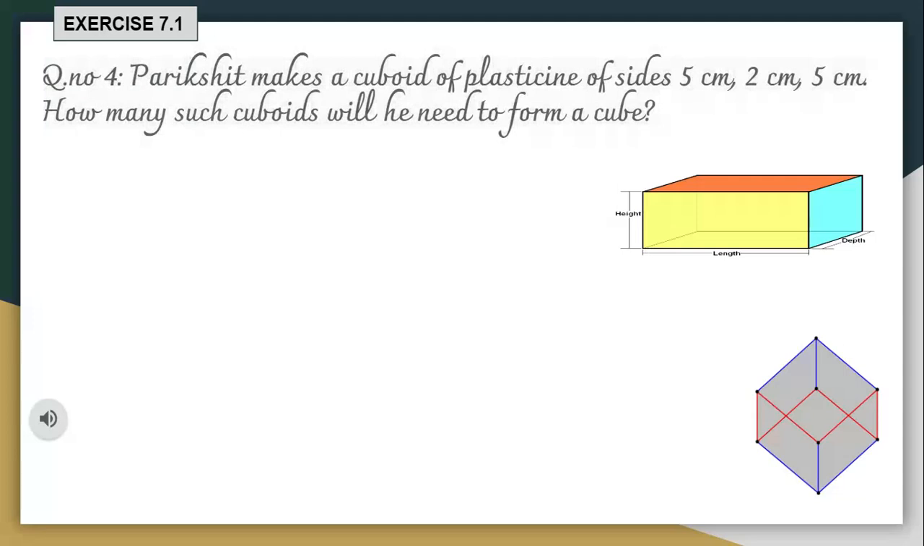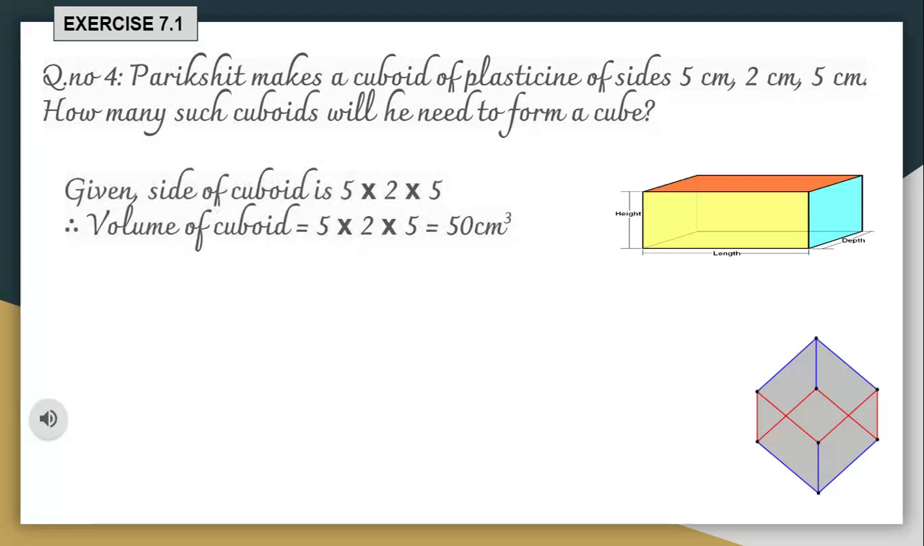So first of all, let us find out the volume of the cuboid. That is length into breadth into height, which is equal to 5 into 2 into 5. That is equal to 50 centimeter cube. Now let's see, is 50 a perfect cube? No. 50 is not a perfect cube. That is why it's a cuboid.